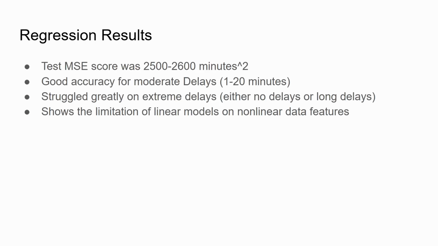For the results, it wasn't great. The MSE score was 2500 to 2600 minutes squared, meaning that it can be off by like 50 minutes or so. But it was still a decent accuracy for, again, the 1 to 20 minute mark. But it wasn't as great as compared to the others. It still struggled on extreme delay, and obviously this shows the limitation, based on some of the papers we read, of linear models on non-linear data features.